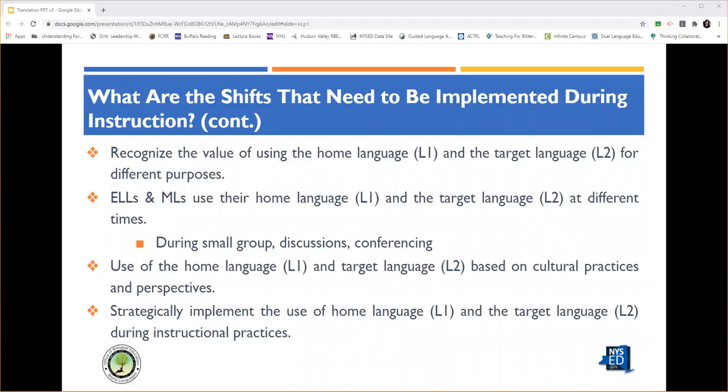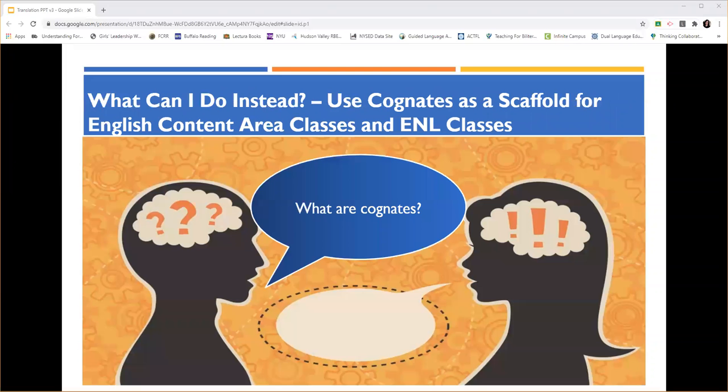times. During small group discussion could be one, during conferencing could be another, or to simply make meaning of what they're learning. You need to also know the use of the home language and target language based on cultural practices and perspectives. This can also influence the student's learning. And strategically implement the use of home language and the target language during instructional practices. So as you can see, there's a common theme about the intentionality and how strategic you are in combining a student's L1 and their L2 as they're learning to develop it.